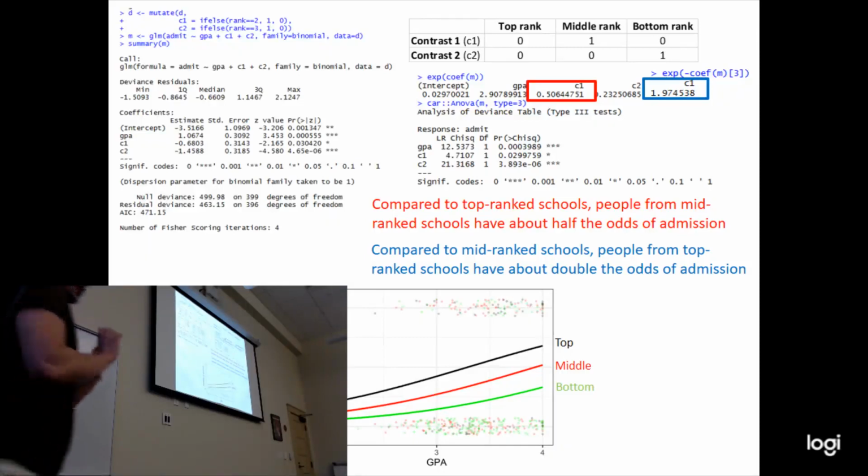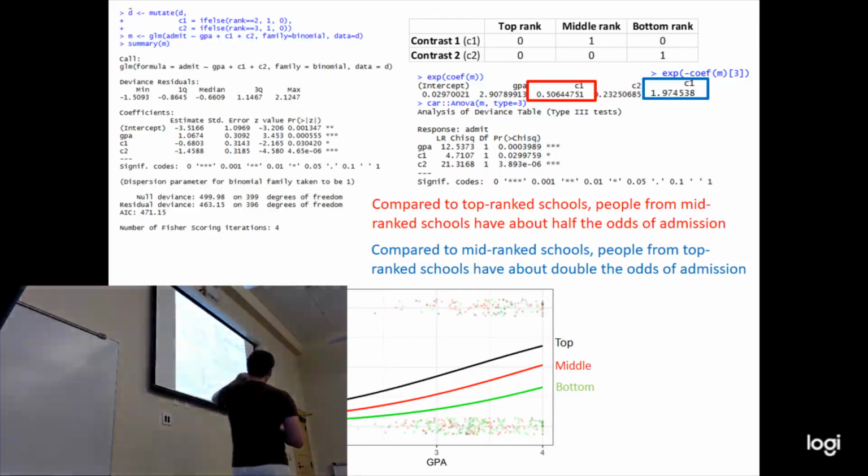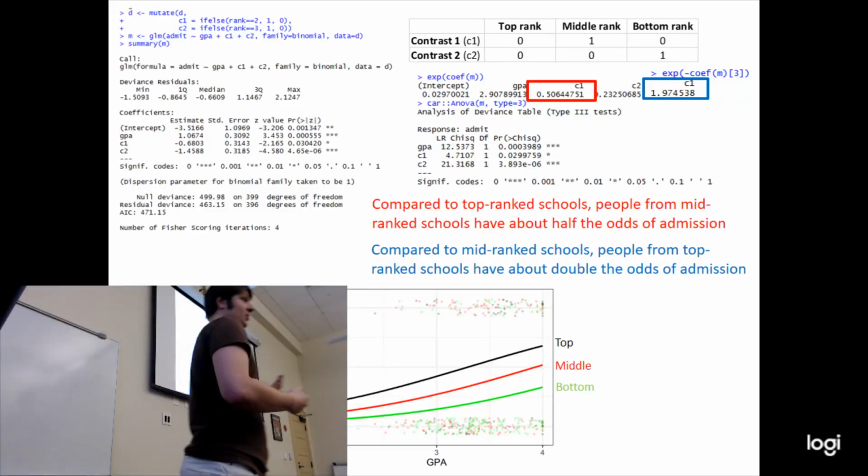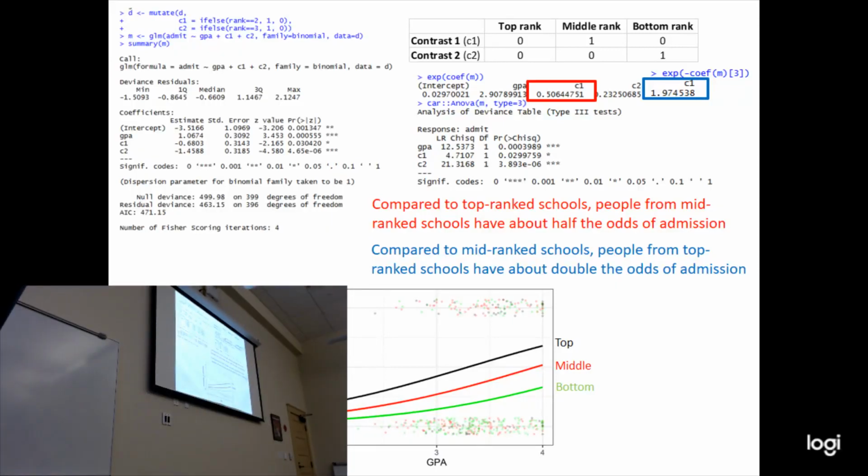So just to be very concrete about this, what this 1.97 means is compared to mid-ranked schools, people from top-ranked schools have about double the odds of admission. So I'm just reversing which one is compared to which. Before I was going from middle to top, now I'm going from top to middle. Does that make sense?